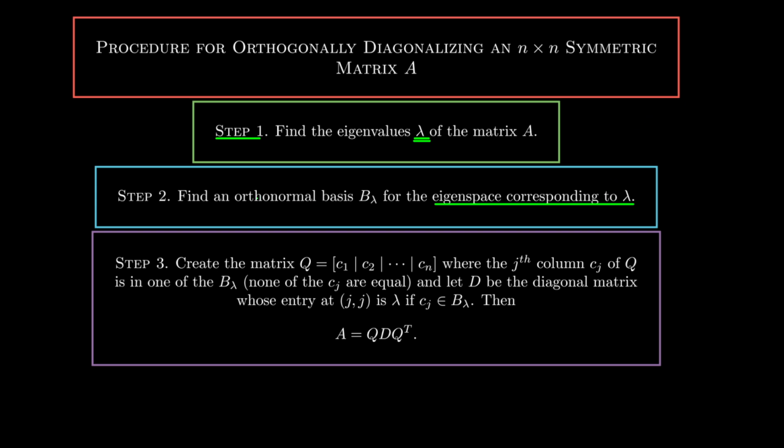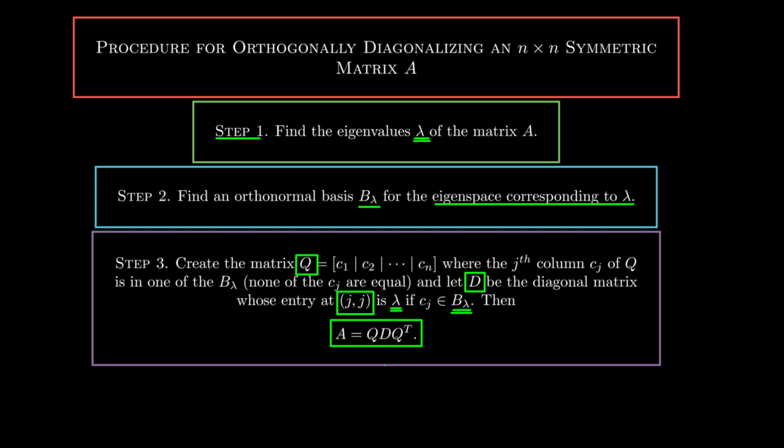Okay, so now once we have calculated that set, we can create the matrix Q. And here's how we do that. We create the matrix whose columns are simply the vectors that appear in this orthonormal basis B lambda. So there'll be n of them, and they'll all be different. So we stack them all into a matrix as the columns. And then we can create D once we've done that. And the way that we create D is that it's a diagonal matrix, so we only need to say what happens at the entries along the main diagonal. So the entry at j comma j is just going to be equal to lambda if the jth column is an element of that orthonormal set, B lambda. So once we've done this, then the orthogonal diagonalization of A is just going to be given in this way.